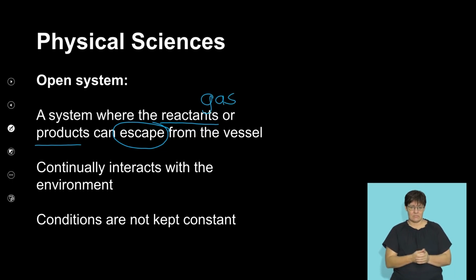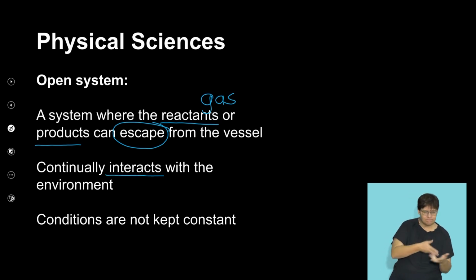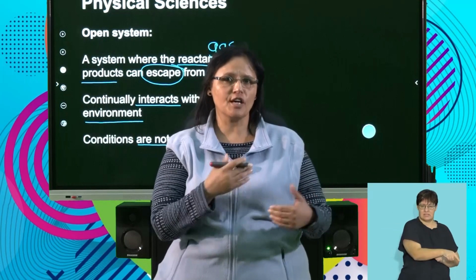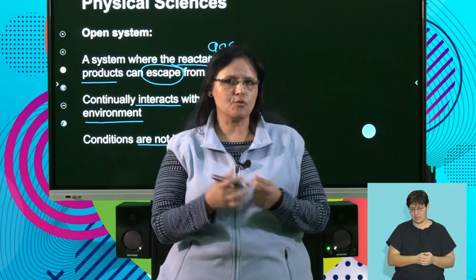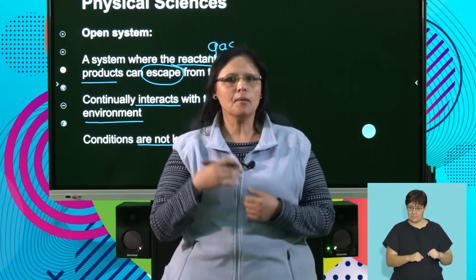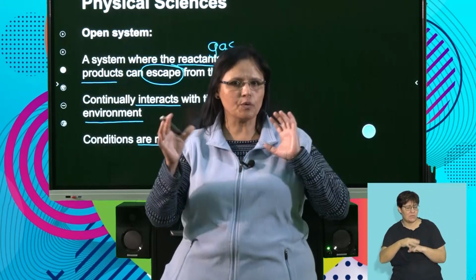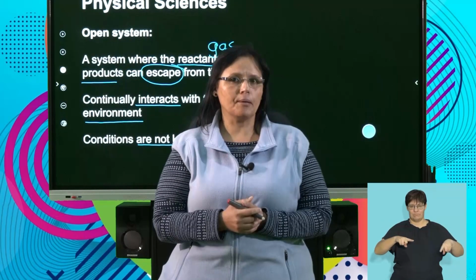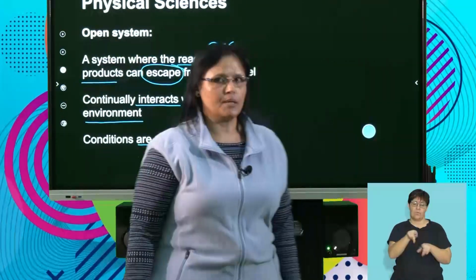It's continually interacting with the environment, and the conditions are not kept constant, because should you change anything in the environment, it might have an effect on the open system. For that reason, we can say an open system, being in contact with the environment all the time, will have variables that are not kept constant during the experiment.